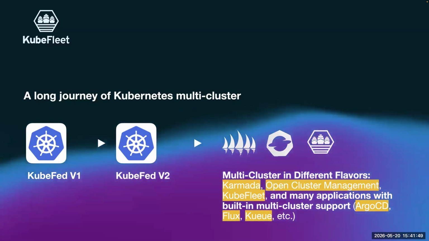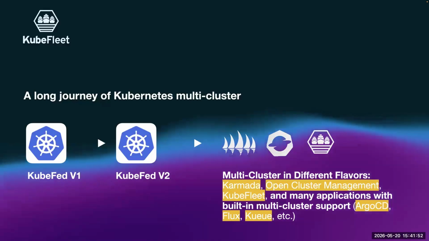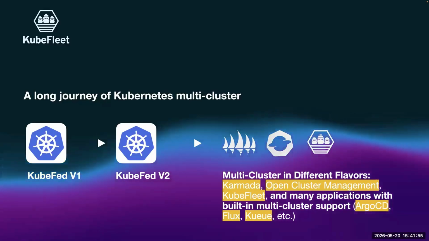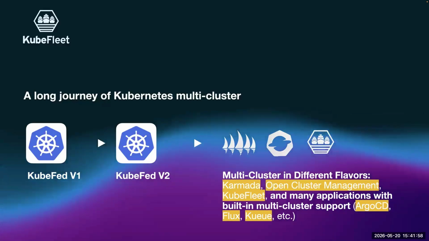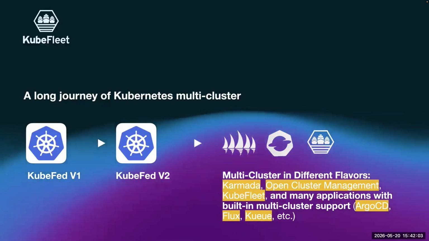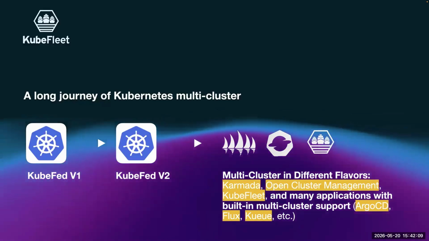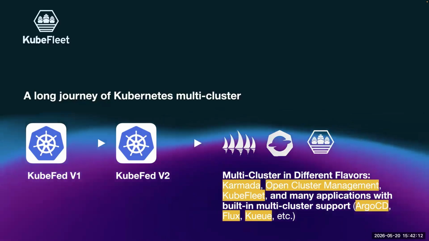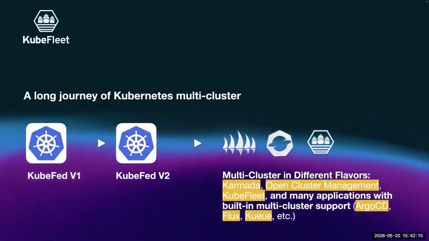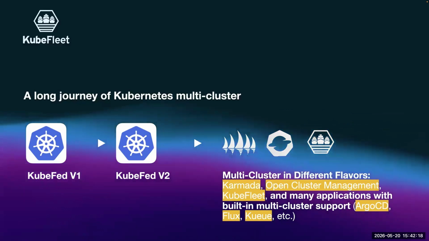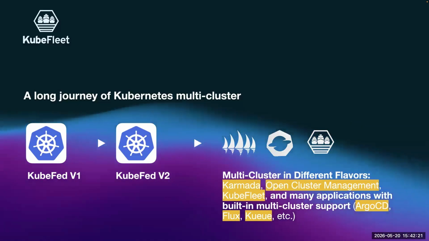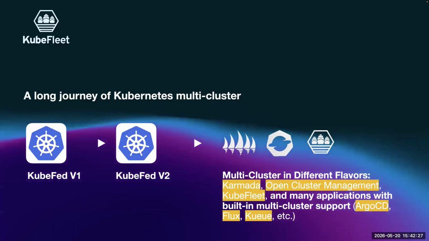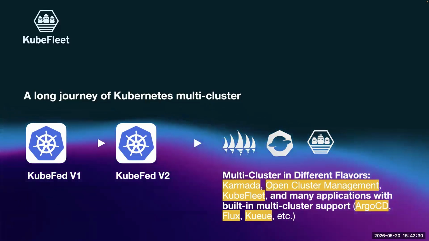And since then, there hasn't really been a community coordinated effort to enable Kubernetes multi-cluster experience. Instead, different organizations began their own exploration into this problem domain. We have Karmada, which was originally developed within Huawei. We have OCM, Open Cluster Management, which is a collaboration between Red Hat and Alibaba. And we also have KubeFleet, which comes from Microsoft.